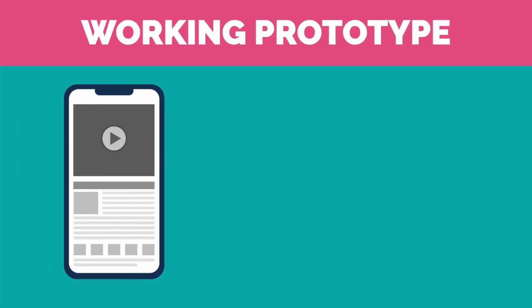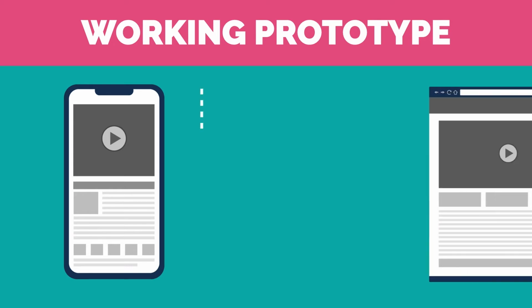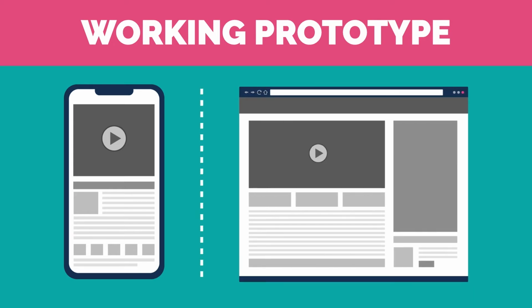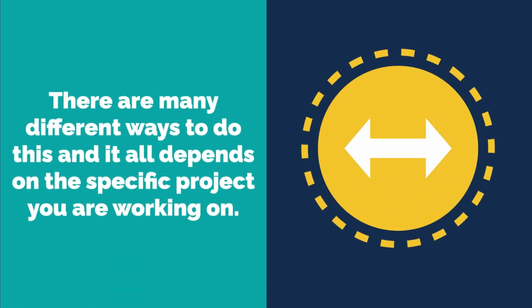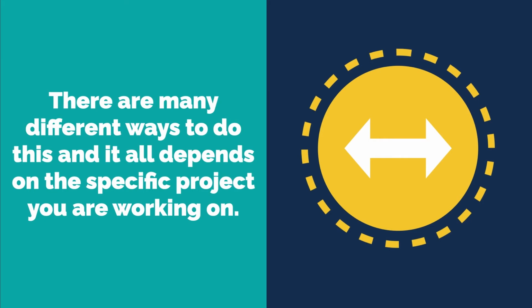A working prototype could be in the form of a wireframe website, for example. During the previous phase, you'll have mocked up how the website will look and feel, and importantly, you'll have tested the functionality with young people. But you won't have yet built the website, and this is what the Do It phase is for. You're now building and scaling up your ideas. And there are many different ways to do this, and it all depends on the specific project you're working on.